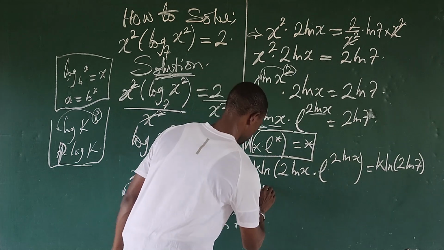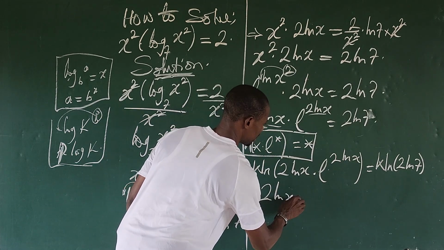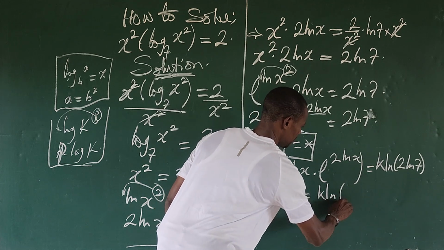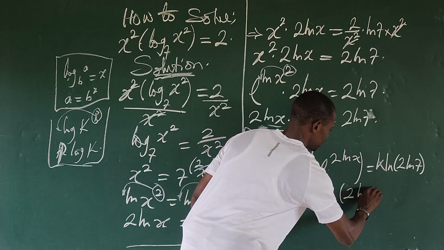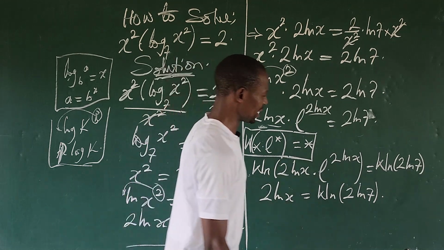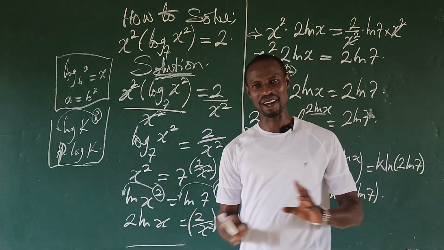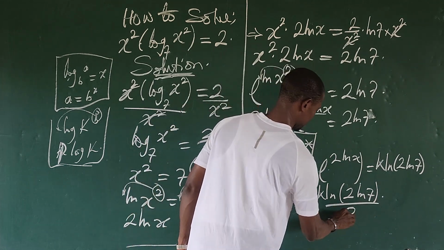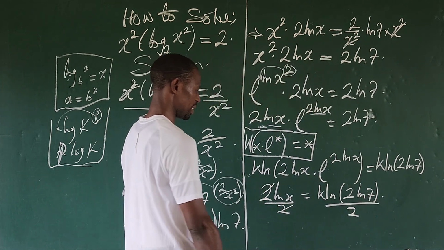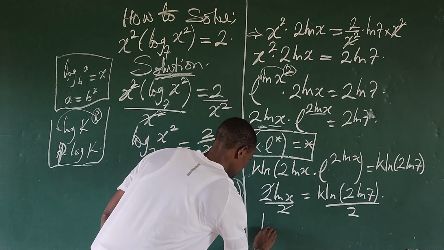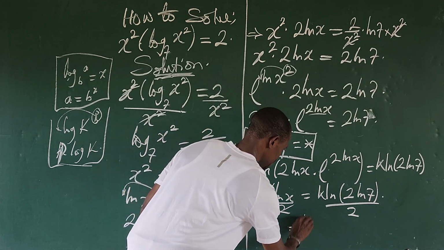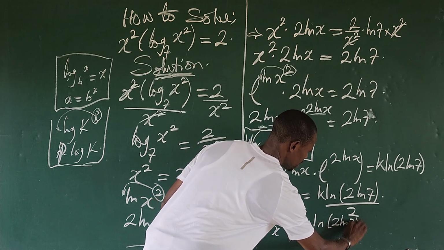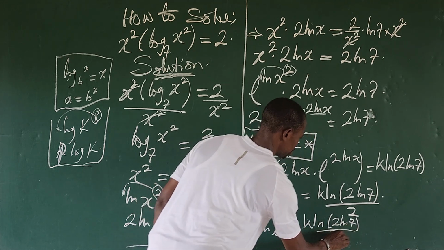So we end up having just 2 ln of x equal to the Lambert W function of 2 ln of 7, close bracket. It's at this point we can divide by 2 now. Okay, so let's strike out the 2. Here we equally divide this by 2. So we end up having ln of x equal to the Lambert W function of 2 ln of 7, close bracket, all over 2.